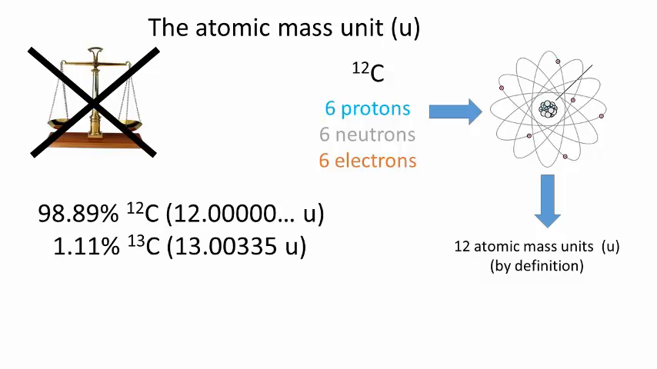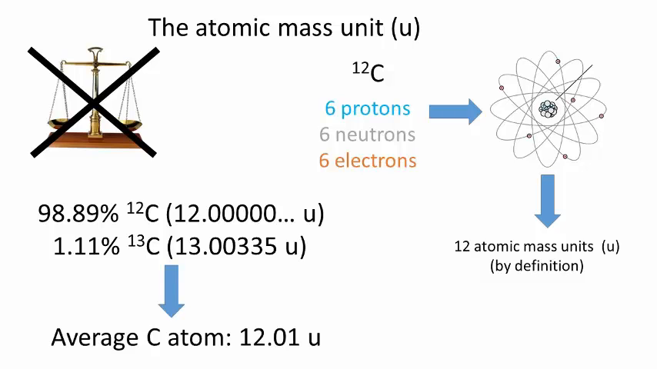thus meaning that the average carbon atom's mass can be determined by calculating the weighted mean of the two isotopes. This gives 12.01 atomic mass units. Please note that no single carbon atom weighs this amount, just as no single Canadian family has the average number of members, 3.9. It is merely an average.